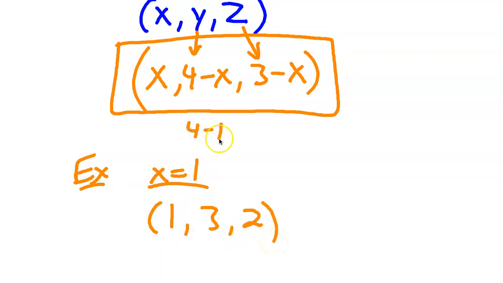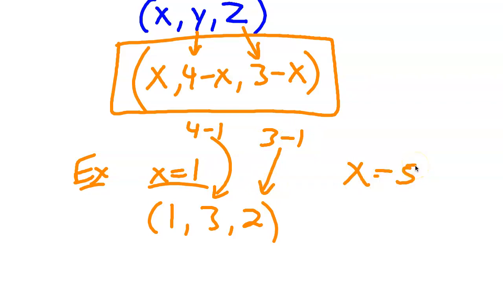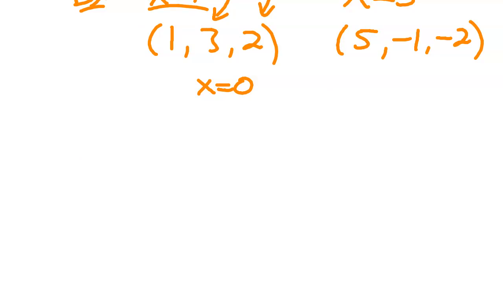So I'll get 4 minus 1, which is how I get 3, and then 3 minus 1 is going to give me 2. Right? I could pick x equals 5. Again, x is free to pick. You can pick any number you want, and it will generate a solution. And then I have 5, comma 4 minus 5 is negative 1, 3 minus 5 is negative 2. That's another solution.